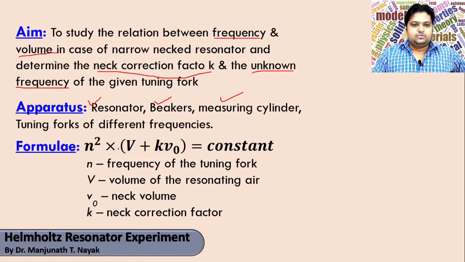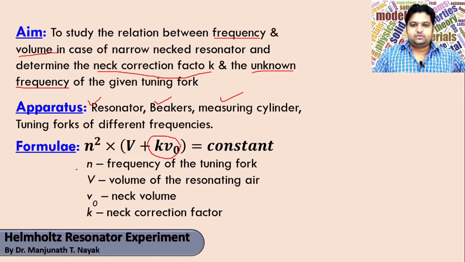The formula to be used is n square into v plus k v naught equals constant. We'll only be using this part of the formula for the graph, because we are going to plot a graph. In case you don't plot graphs, then you use this equation, but since we are plotting a graph, we'll be using only k v naught. We'll show you at the end of the experiment how it is.